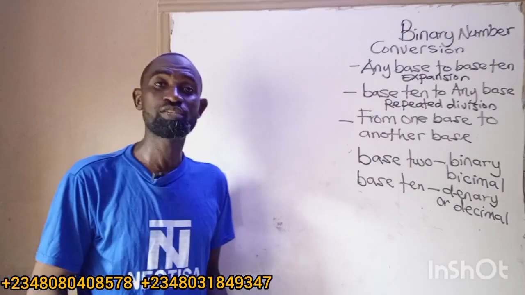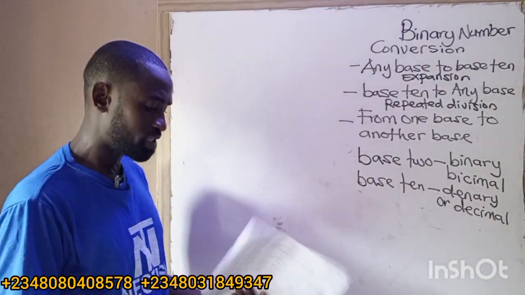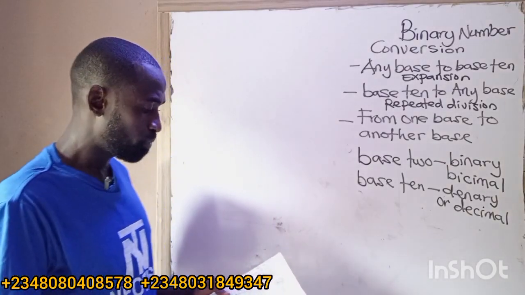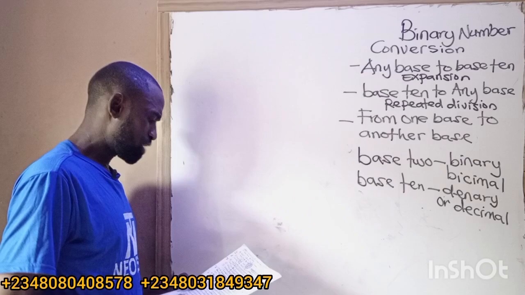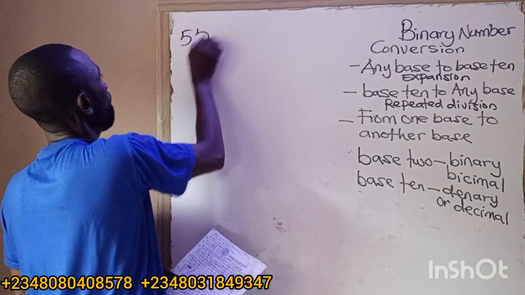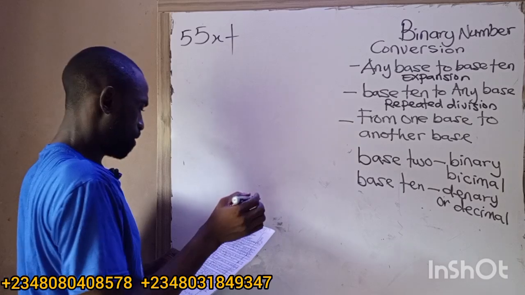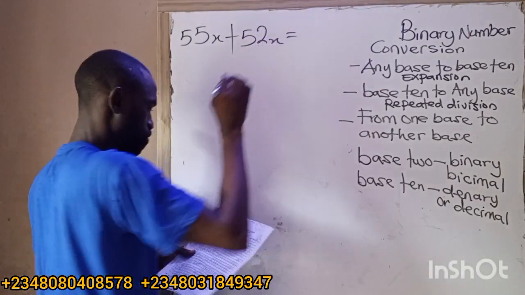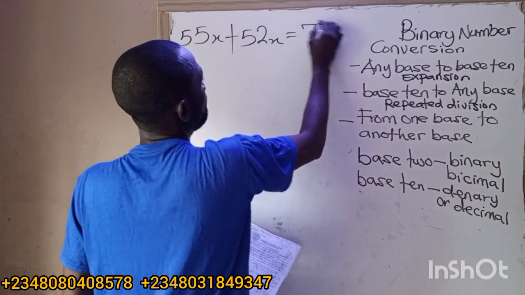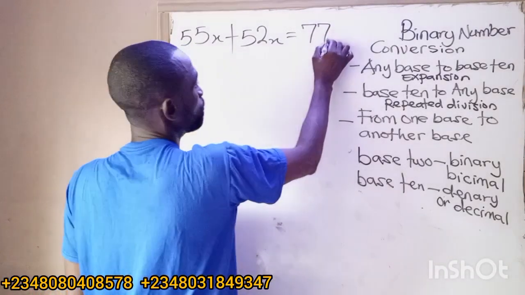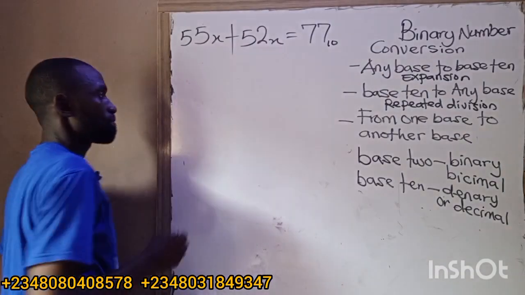So the next question here is a question under equation in binary number. So look at the question. The question says: if 55 base x plus 52 base x is equal to 77 base 10. If nothing is written here, it's in base 10, okay? Or they put the base here.